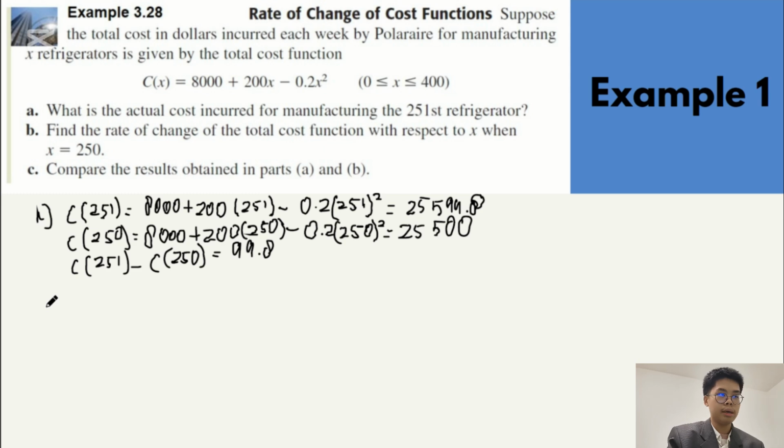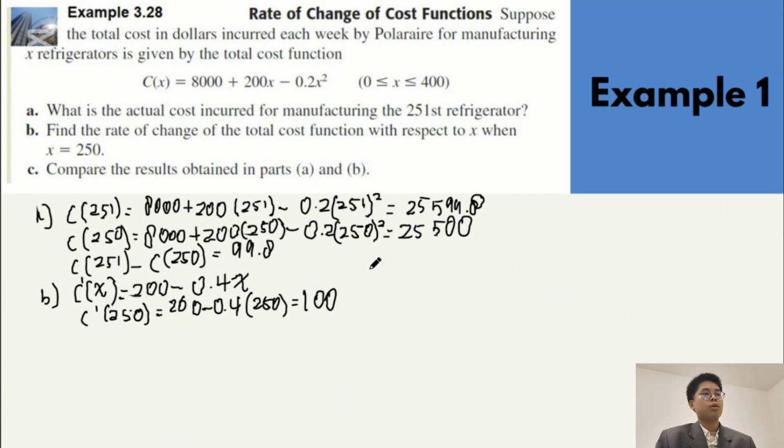Next, part B: the rate of change of the total cost function with respect to x when x is 250. The rate of change means the derivative of the total cost function, so we need to differentiate this function. Then part C, compare the results obtained in part A and part B. In part A we get 99.8, while in part B we get 100. Both values are quite close to each other, and the company can use this derivative function to find the additional cost for producing one more product, that is, the 251st refrigerator.